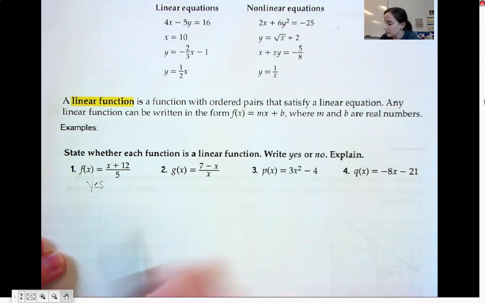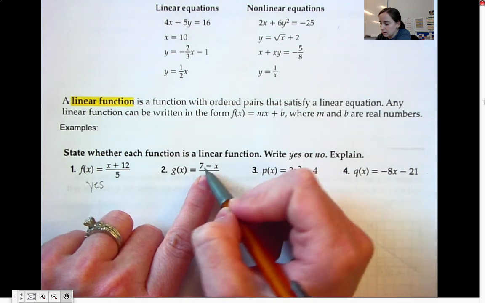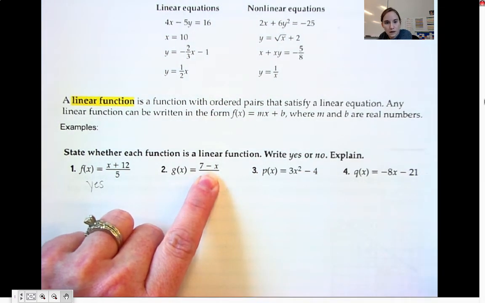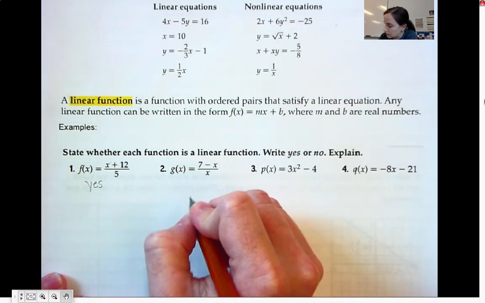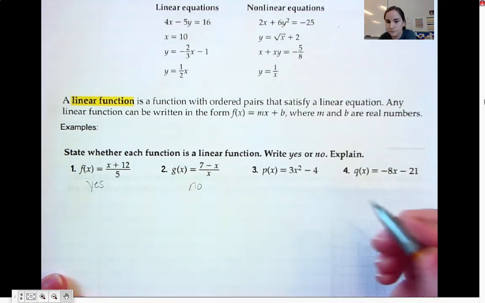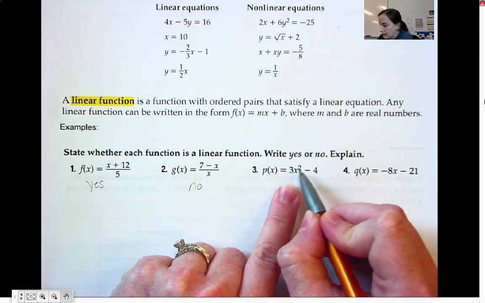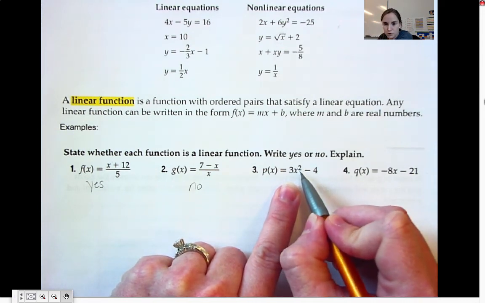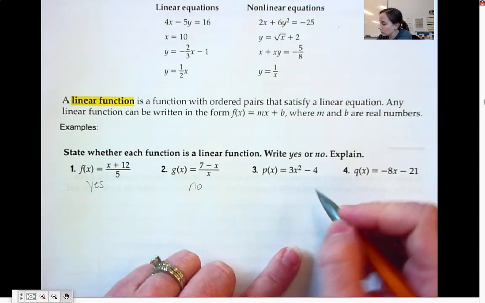Okay, let's take a look at number 2. Number 2, if we only had this top part, it would be okay. But because the variable is in the denominator, we say no. In this case, our variable has a power or an exponent of 2. And to be linear, it must only be 1. So again, no.